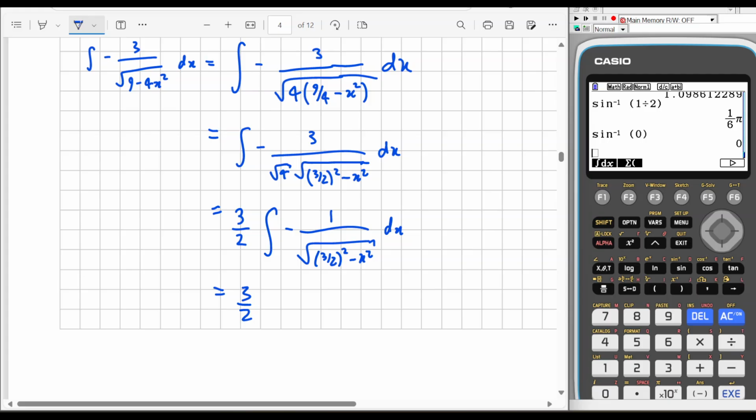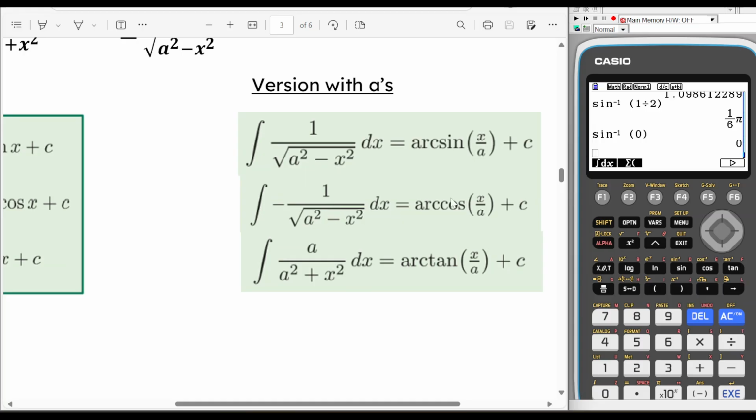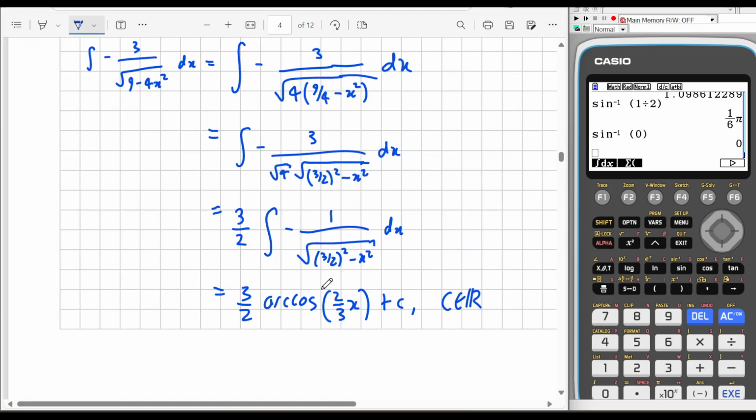And this will be arc-cos of the flipped version. So arc-cos of 2/3 of x plus c. C is in R, just like that. Okay, so that's how that one works. Just making sure, yeah, it's x over a. A was 3 halves, so we get 2/3 times x.